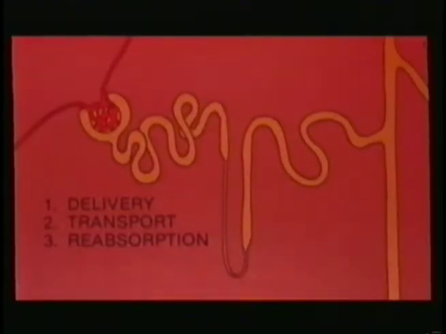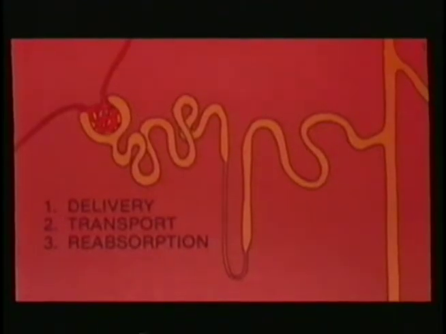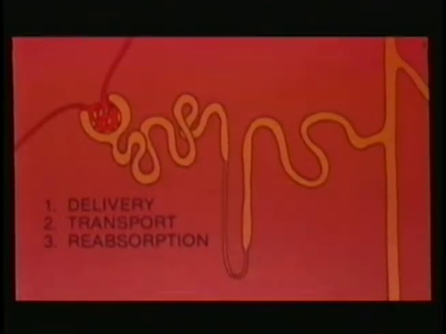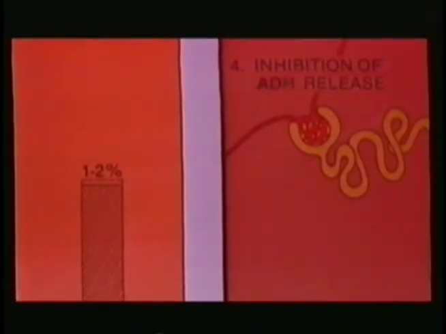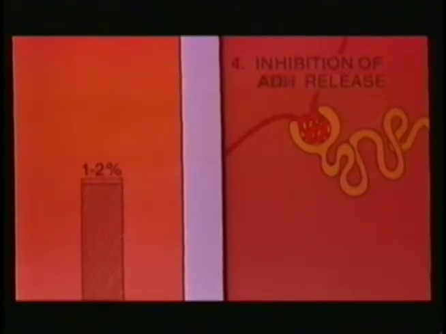The first is the delivery of an adequate volume of salt and water to the ascending limb of the loop of Henle. The second is the integrity of the mechanism for active salt transport at that site. The third is the further reabsorption of salts of sodium in more distal portions of the nephron. And the fourth factor is the ability to inhibit the secretion of the antidiuretic hormone ADH when P-osm falls by as little as 1 to 2%.